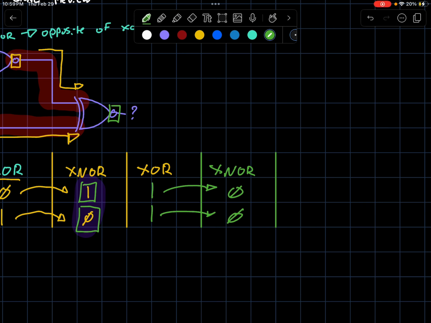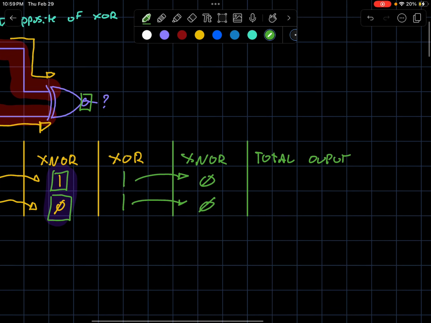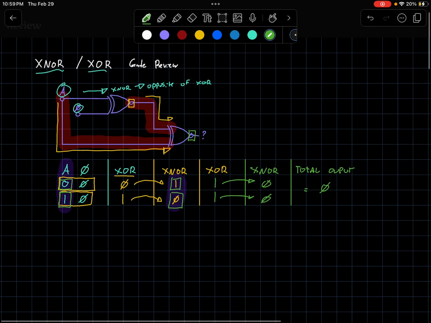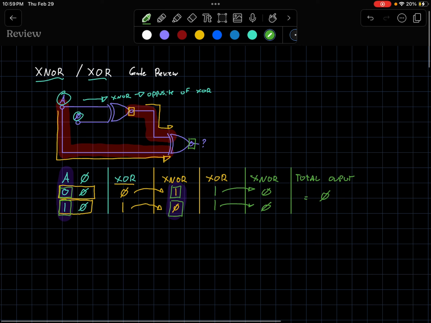So what's the total output? Well, you tell me. 0 or 0 is equal to 0. So basically, this entire gate here is really just being attached to ground, because ground always gives a value of 0.